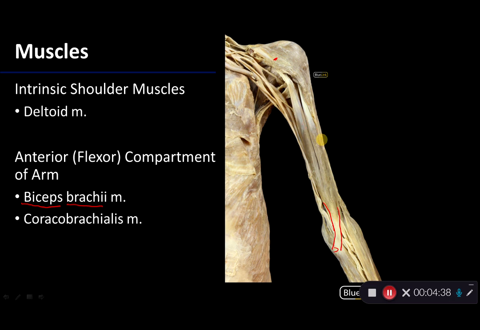Regarding the coracobrachialis muscle, this is a muscle which would be deep to the biceps brachii, which we can't see here. It originates on the coracoid process, and it runs to the medial portion of the humerus. The coracobrachialis muscle is a flexor and adductor of the humerus.